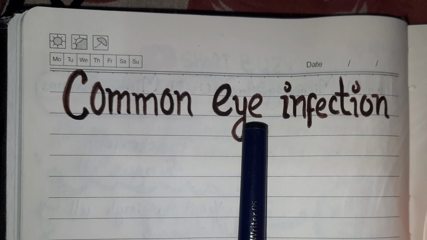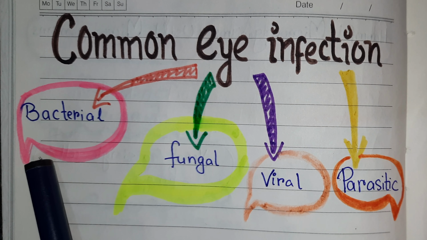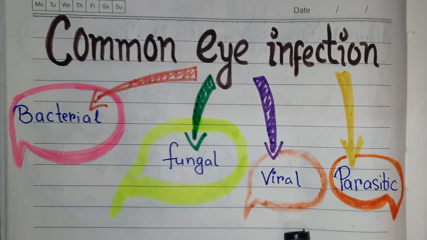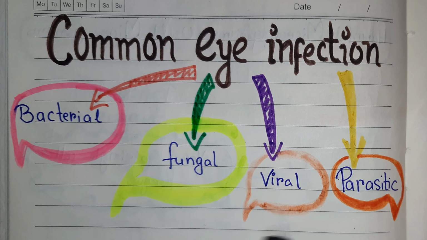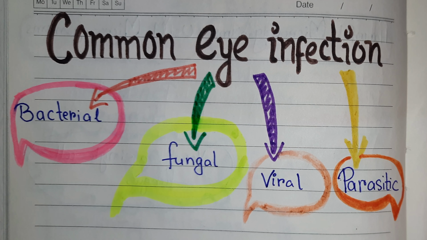Today we are going to discuss common eye infections. There are basically four types: bacterial, fungal, viral, and parasitic. In this video we are going to discuss these four common eye infections. We are going to start with bacterial infections.